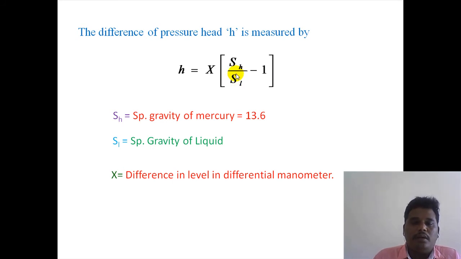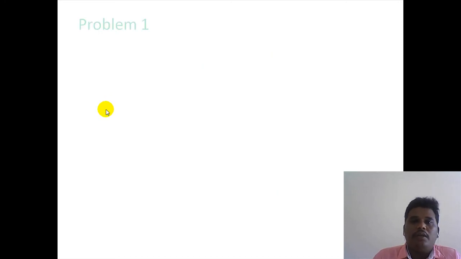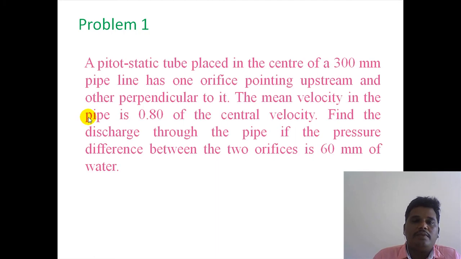Now we come to the problems on Pitot tube operations. First problem; there may be only one problem, generally given in the question paper also. A Pitot tube is placed in the center of a 300 mm pipeline. One orifice is pointing upstream, and the other is perpendicular to it.